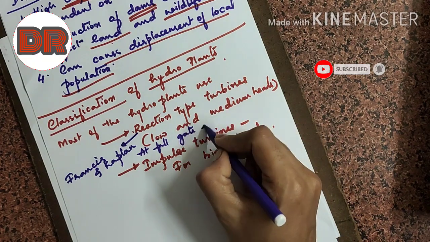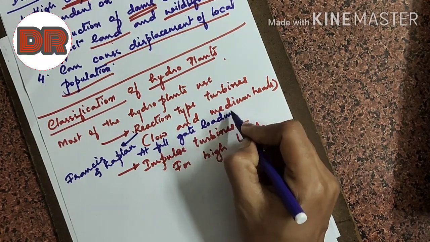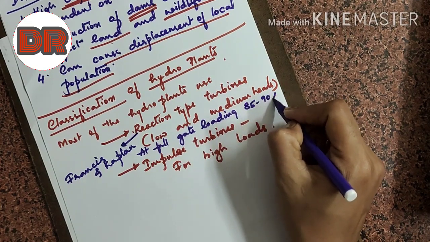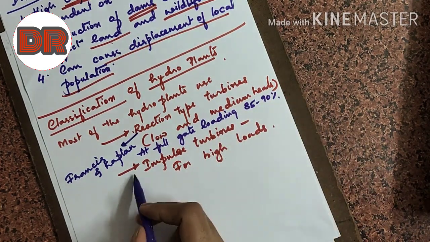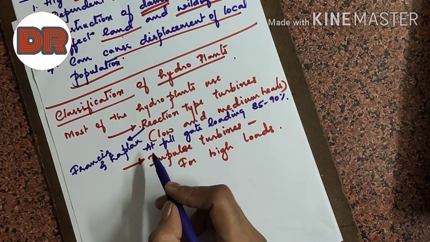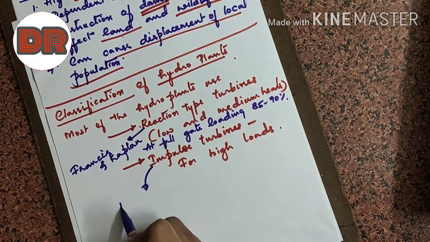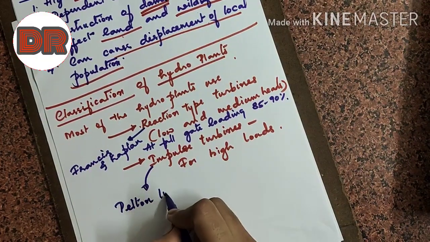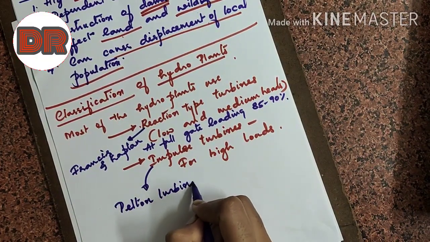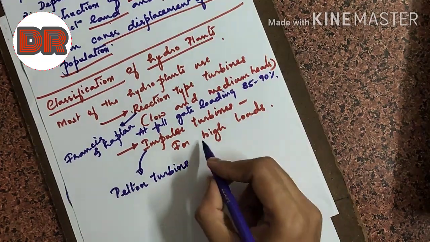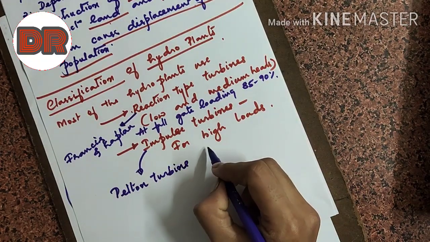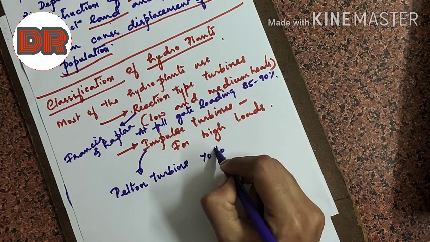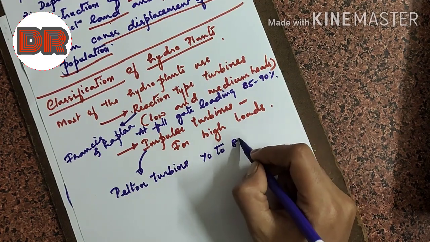And at full gate loading, they give an efficiency of 85 to 90%. And for high heads, impulse turbines are used. An example of an impulse turbine is the Pelton turbine, and they give an efficiency at full gate loading of around 70 to 87%.